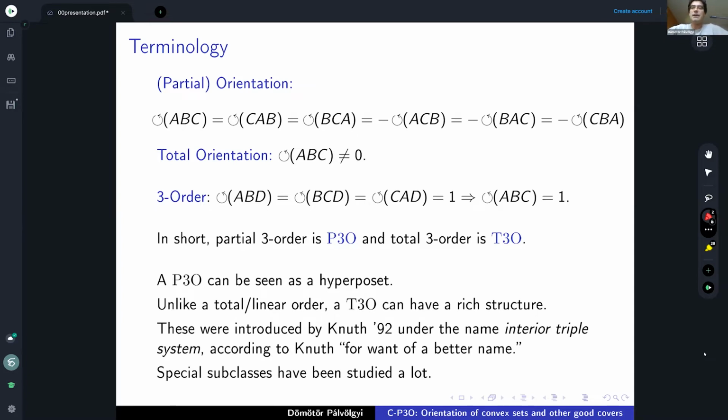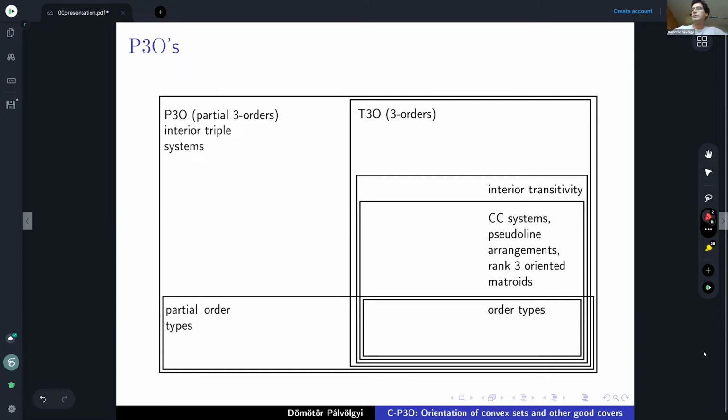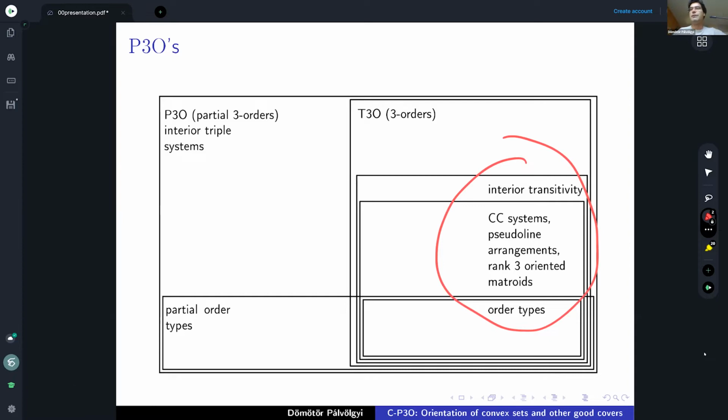And some special subclasses of interior triple system have been studied a lot. Notably these on the right side. I already mentioned order types, but I'm sure that many of you have heard of oriented matroids or pseudo-line arrangements or these CC systems. All these 3 things are essentially equivalent to some level. And there's one more thing that has been studied, I think, only by Knuth in his book called Axioms and Convex Hulls, which he calls interior transitivity. Anyhow, all these belong to this special group with interior transitivity.